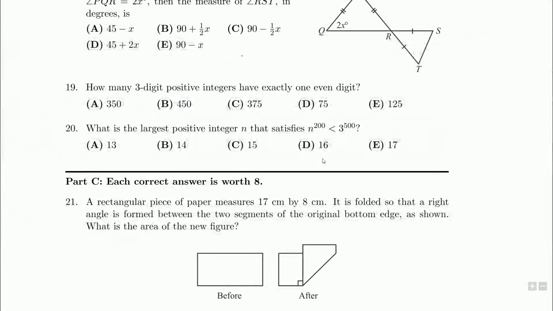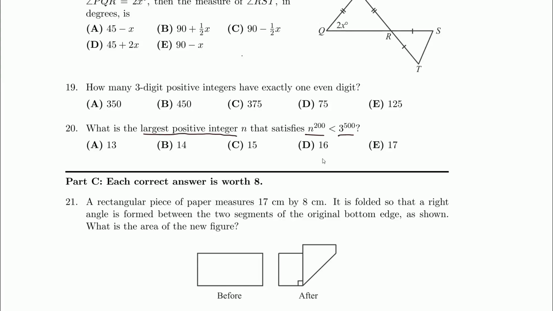I myself am feeling fantastic, and I'm ready to finish off Part B of our 2010 Cayley contest, and that means looking at question 20. What is the largest positive integer n that satisfies n to the 200 is less than 3 to the 500? Okay. Largest positive integer n.